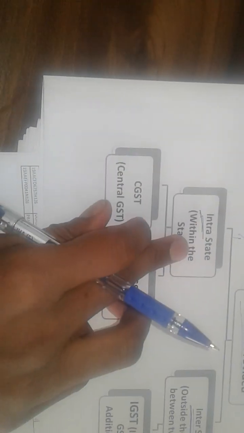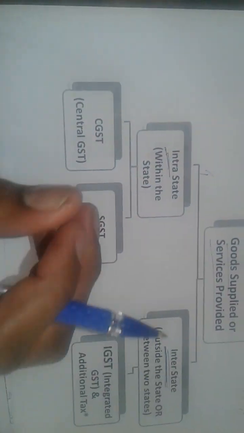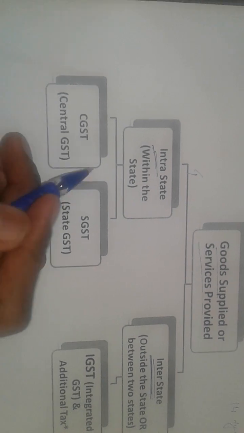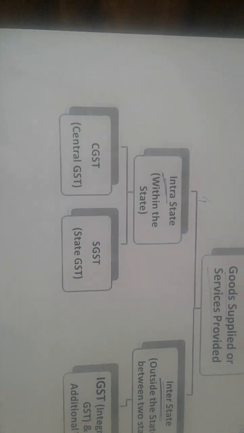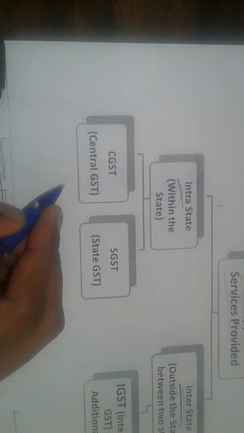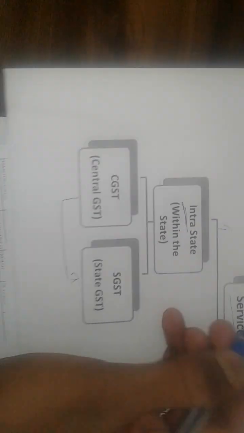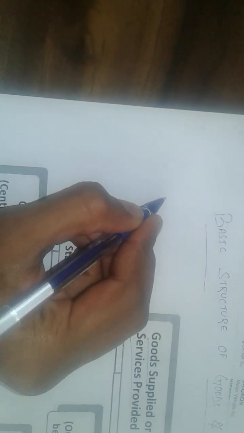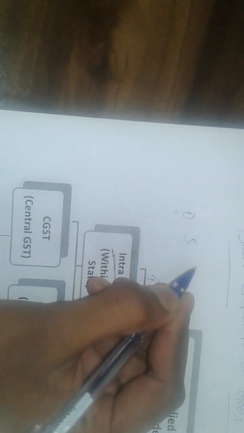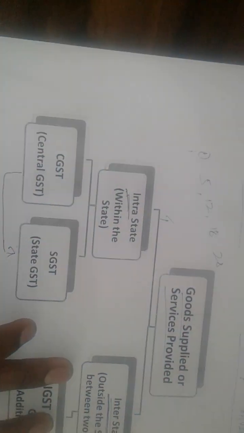The difference between intra-state and inter-state is that when the supply is intra-state, it will attract two types of taxes, that is CGST and SGST. For example, there are 4 slab rates of taxes. One is exempted goods, another is the 5% tax slab rate, and then 12%, 18% and 28%. These are the 4 slab rates given by the government in the GST.